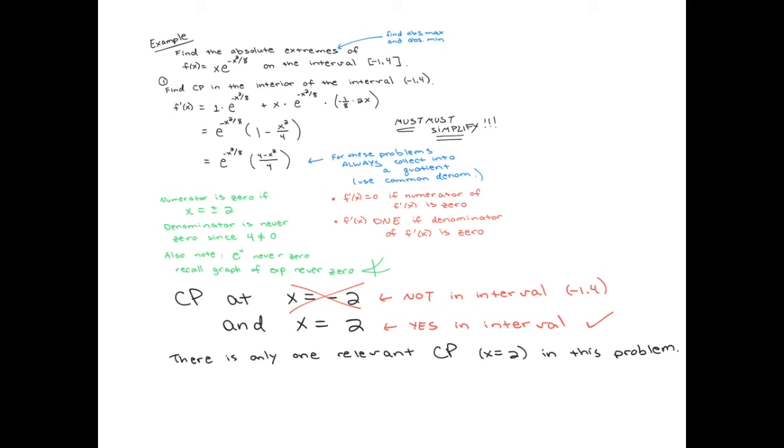You have to analyze your problem based on your interval, figure out your critical points, and throw away any that are not in your interval. Just because the video example had one critical point in the interior of the interval, that doesn't mean every example is going to turn out that way. You could get a lot of different answers here. For us, there's only one relevant critical point at x equals 2 in this problem.